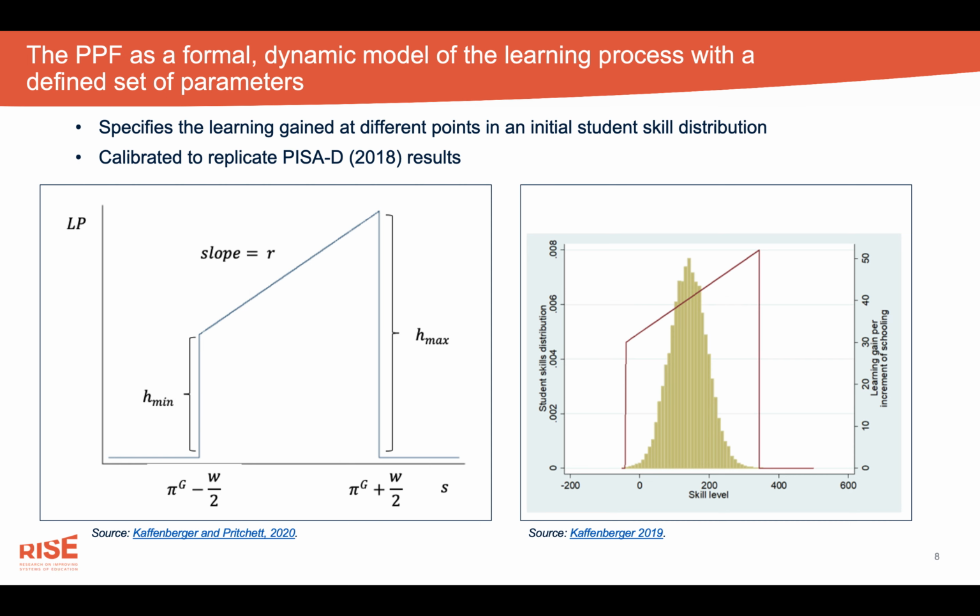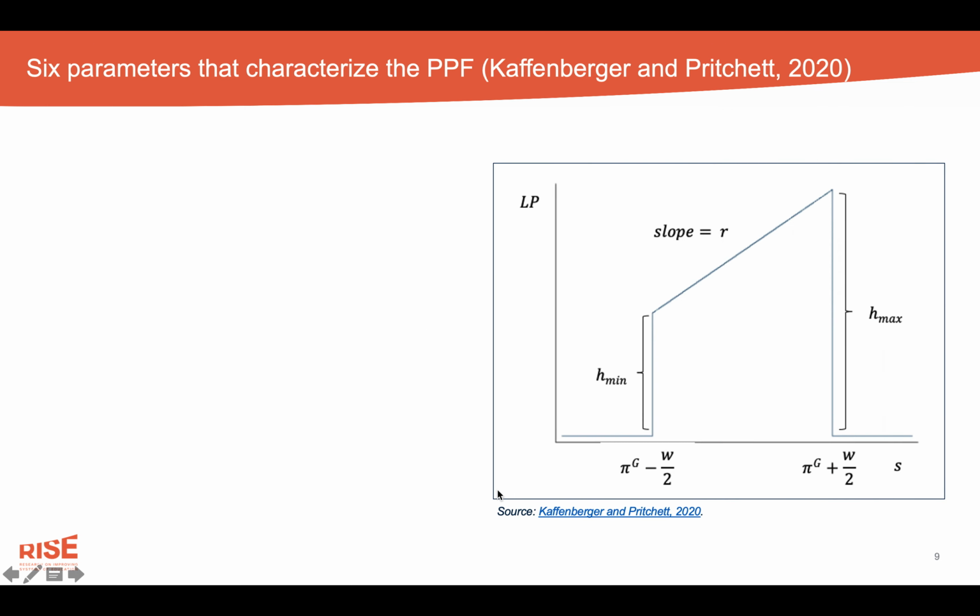And what the authors Michelle Kaffenberger and Lant Pritchett have done in their papers is they calibrated their PPF to replicate the PISA-D results of 2018. Let's come for a minute to these different parameters that I mentioned. So we can even see in this graphic here that there are different things that make up this shape of the PPF, and all of those matter and have their own importance.